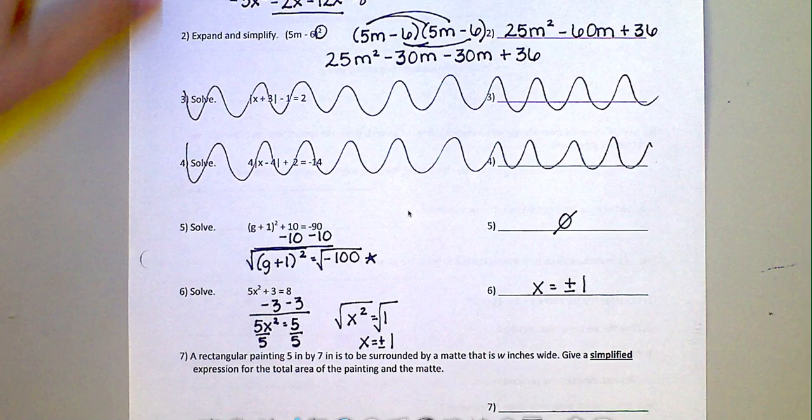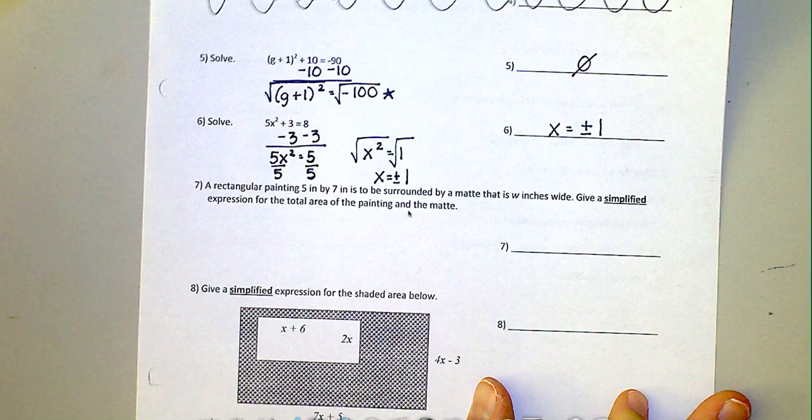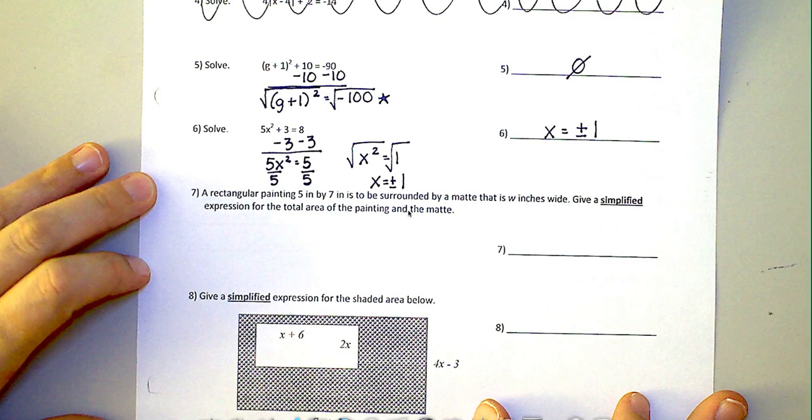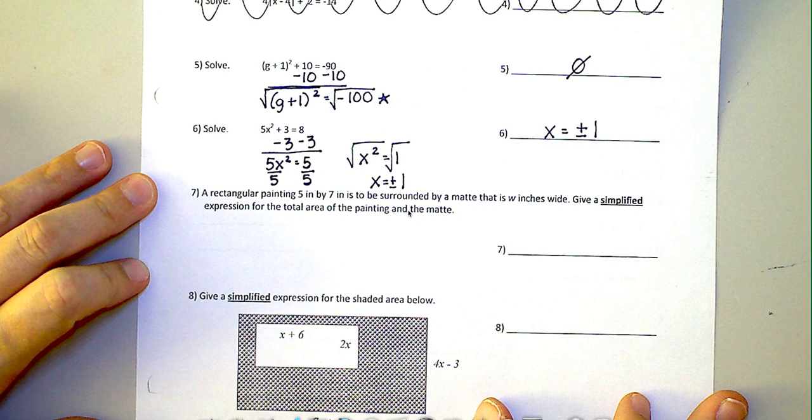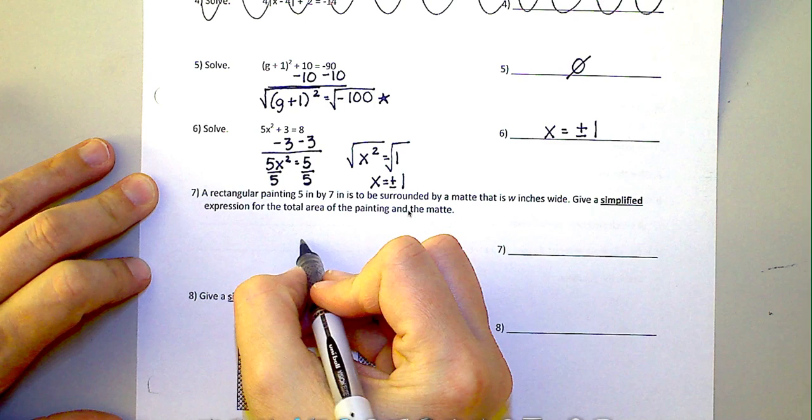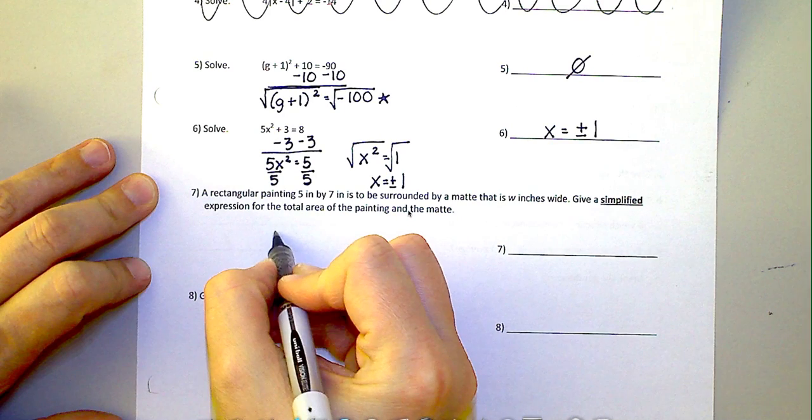Okay, number 7, it's our favorite picture frame problem. A painting that's 5 by 7 is to be surrounded by a mat W inches wide. So here's my painting, my 5 by 7.